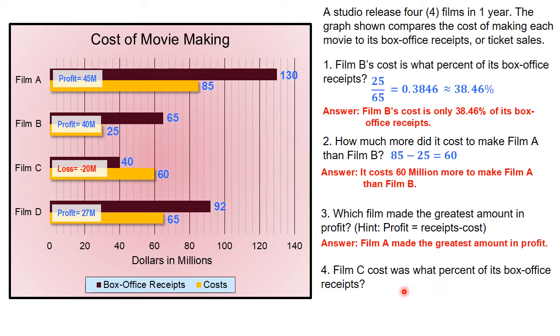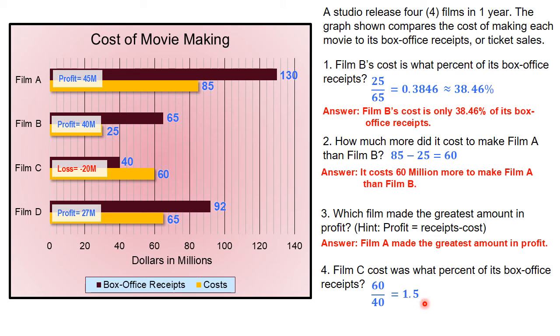Last question in this table. Film C's cost was what percent of its box office receipts? So the cost is what percent of its box office receipts. Since they had a loss, how much more did they spend than they gained? So 60 divided by 40.